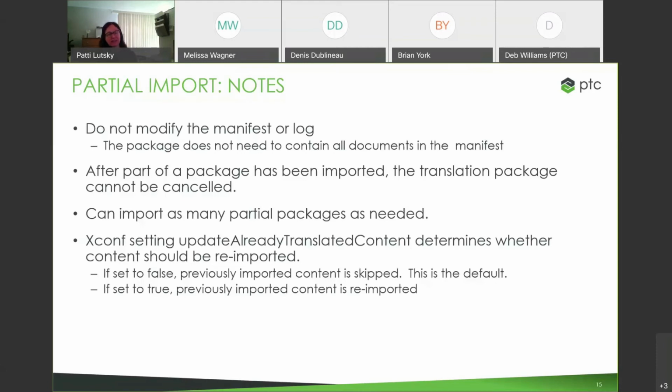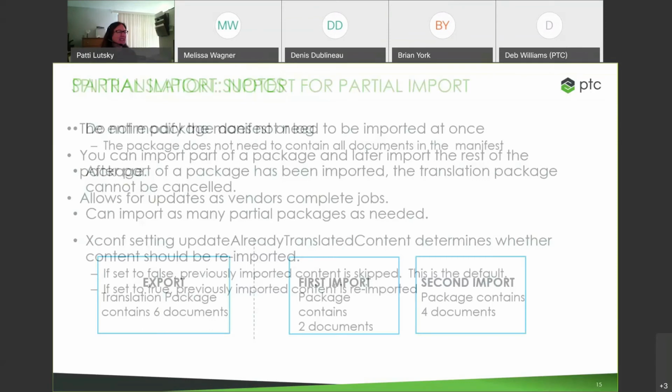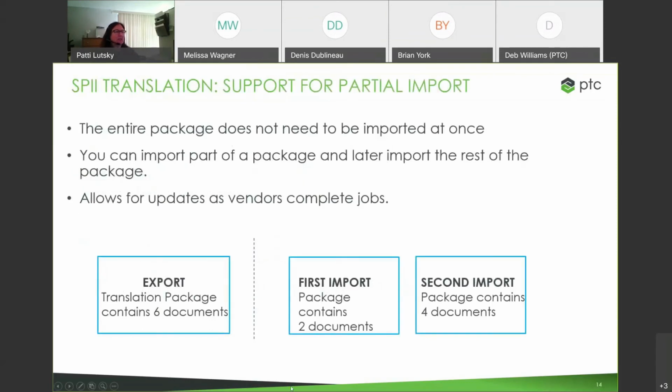Now this is an advanced topic on top of the advanced topic, but there is what we call an XConf, a system-wide configuration setting. This allows you to identify what should happen with content that is being re-imported. So if I go back to this example, what if in your first package you imported the 2 documents, and then in your second package you actually put all 6 documents? So you've got the 2 that were imported, and now you've got the 4 new ones. That could happen. Well, this setting indicates what should happen with that.